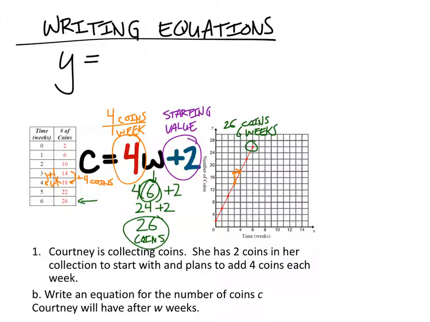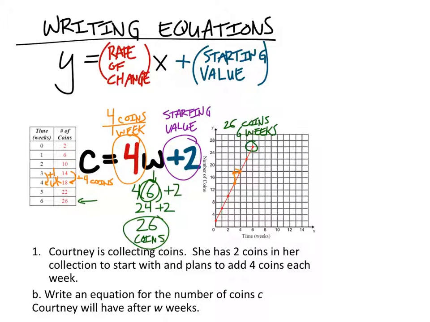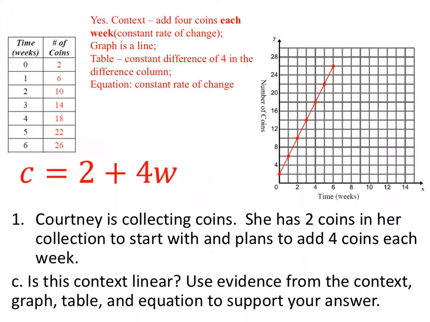The y value in this case, of course, was the c, and then in terms of the x, which was the number of weeks in this problem, we multiplied it by the rate of change. And from here, we would add the starting value. So this is the general form that we're going to be using to write the equations pretty much from here on out, at least in this class.